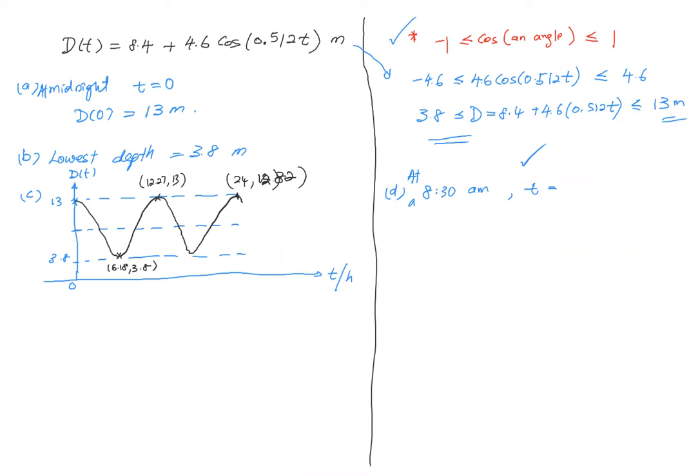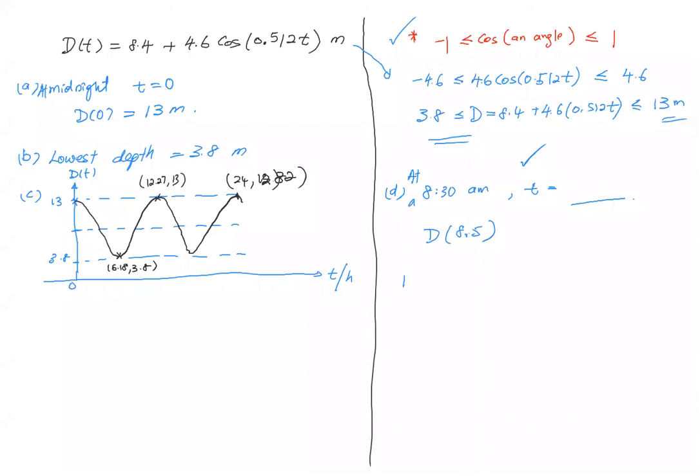Is it by using the graph? No, I know I have to know T first. If not, I won't be able to find the depth. I need to know the time. Can I put it like that? Yes. 8.5. Is T 8.5? No. Why not?